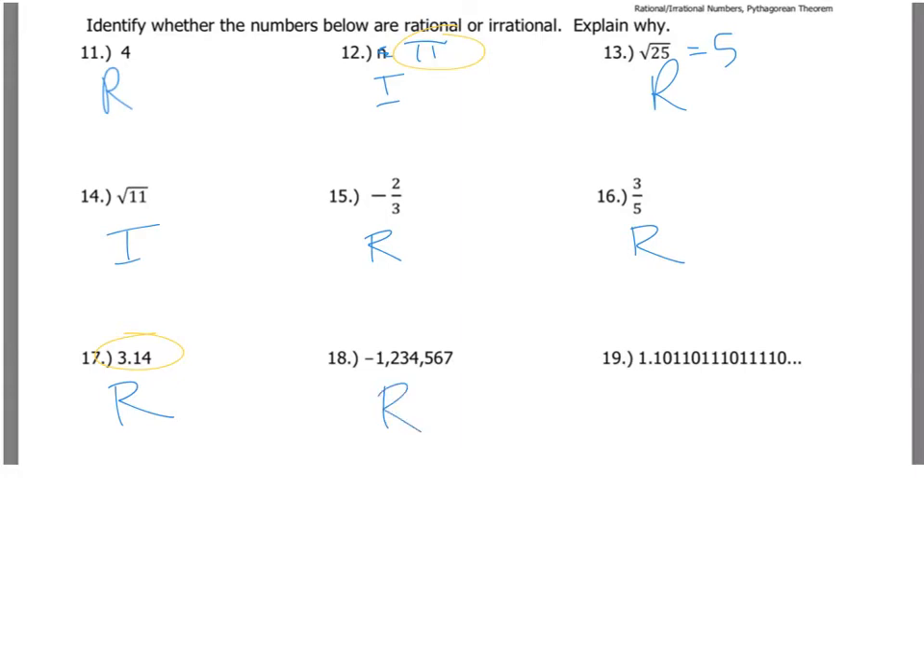18 is rational. There are no decimals that keep repeating. And number 19, if I look at that, I have to see if there's a pattern. It goes 1, 0, 1, 1, 0, 1, 1, 1, 0, 1, 1, 1, 1, 0. There is a pattern, but is it the same pattern that's getting repeated? No, so it's irrational.